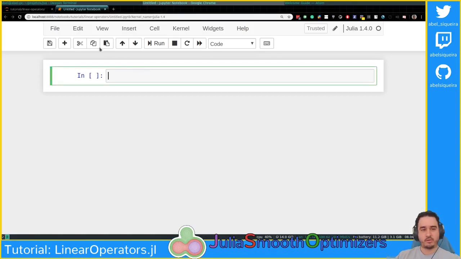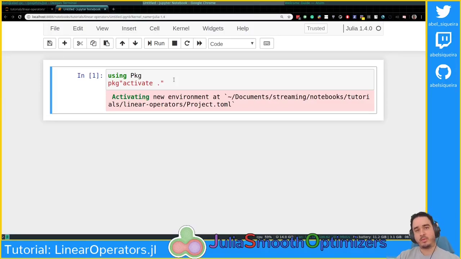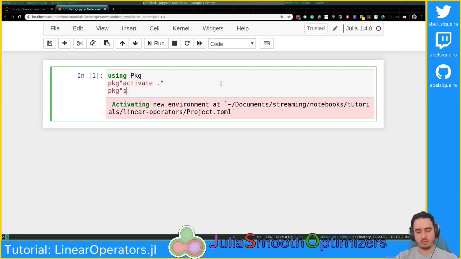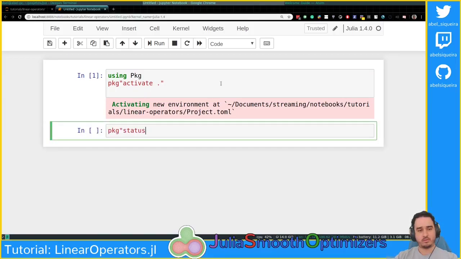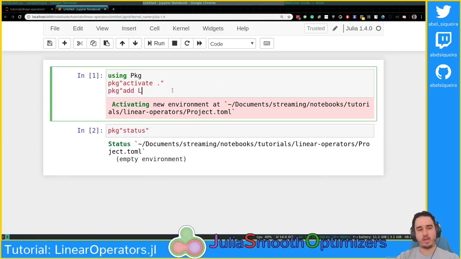So I have here a brand new notebook, a Jupyter notebook, and I'm using Julia 1.4.0. I'm going to activate a brand new environment so we can all have the same packages. I'm going to be using the latest version of LinearOperators, which I think is 1.0.2. Let me just show that there is nothing here. I'm going to add LinearOperators.